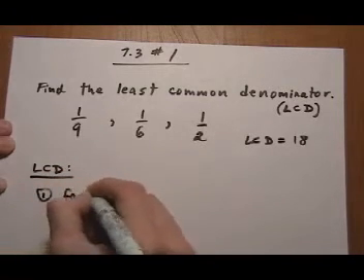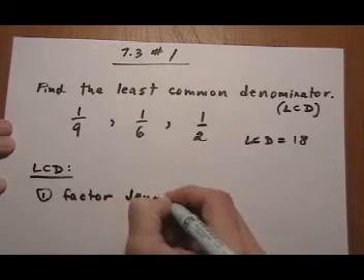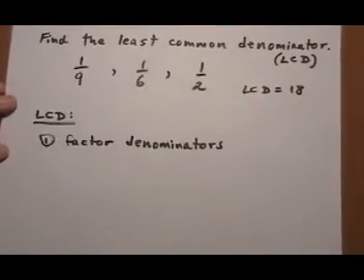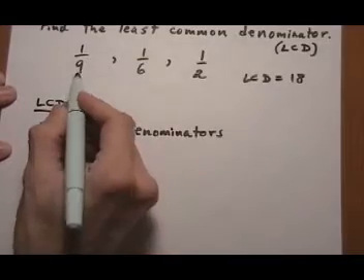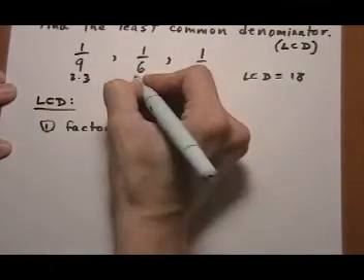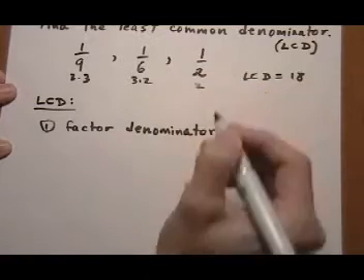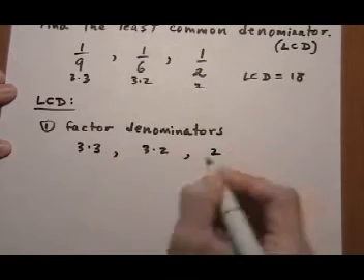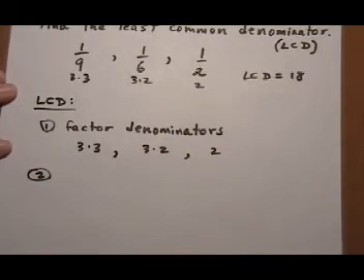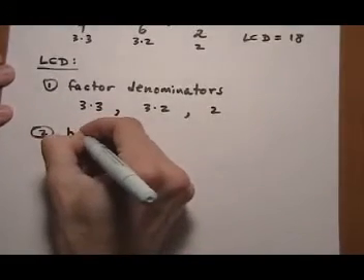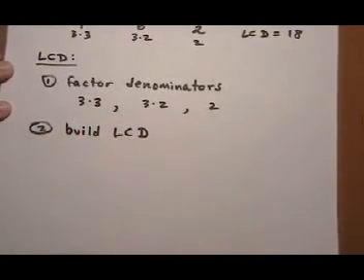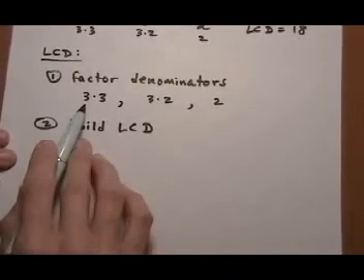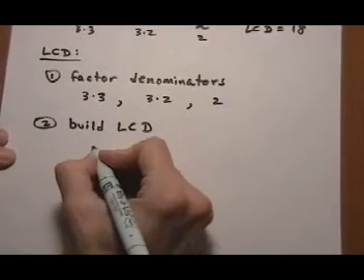First, you're going to factor the denominators. So for the problem we have here, the factored denominators would be 9 is 3 times 3, 6 is 3 times 2, and 2 is just 2. All right, so we'd have 3 times 3, 3 times 2, and 2. Then you use those factors to build the LCD. And the way I usually do it, there's a bunch of different methods, but I find this way works pretty well, is take the entire first denominator, 3 times 3.